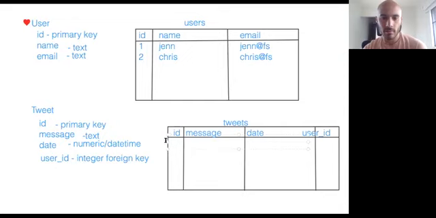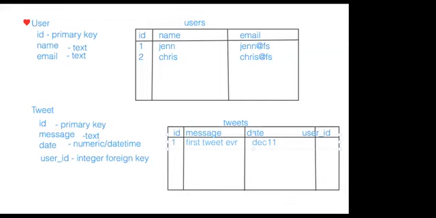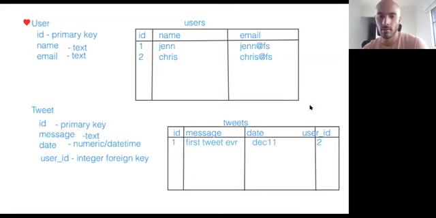So if I were to write a message, this is the first tweet ever. First tweet ever. It was done December 11th. And the user ID is going to be what? If Chris, if I wrote the tweet. It's going to be exactly. So remember, the primary key is the key that uniquely specifies which row this is on its particular table. And the foreign key is saying, if you want a little bit more information about this, you're going to have to go look at a different table, right?